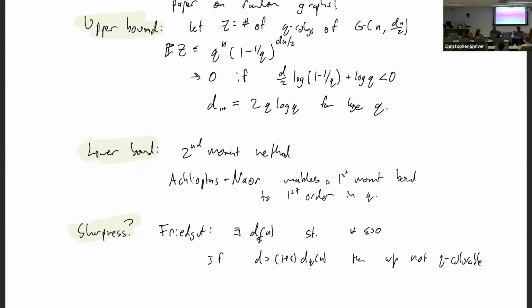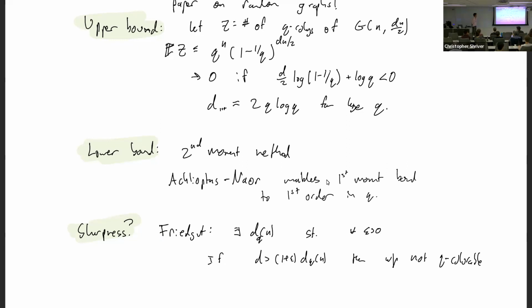Sharpness. So one thing is that what you would like to say is, define dq as this threshold in D, so that exactly as Tom said in the last talk, there's a sharp threshold. So if D is at least dq times 1 plus epsilon, with high probability you're not colorable. If D is less than 1 minus epsilon times dq, with high probability you're colorable. It turns out we don't even know that such a dq exists.